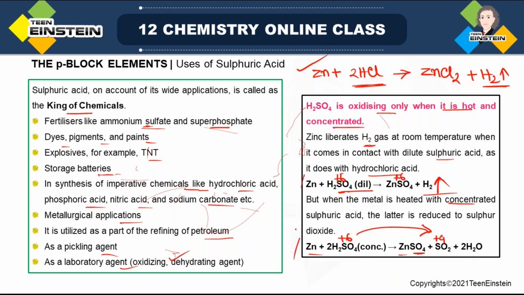When it is dilute, zinc sulfate is formed in both cases, but the other product is different. Generation of hydrogen is possible only when it is dilute H2SO4, but when it is concentrated, we are getting a different side product. Now it is sulfur dioxide and water. So remember, it will show oxidizing property only when it is hot and concentrated, not just in any condition. Any doubt?